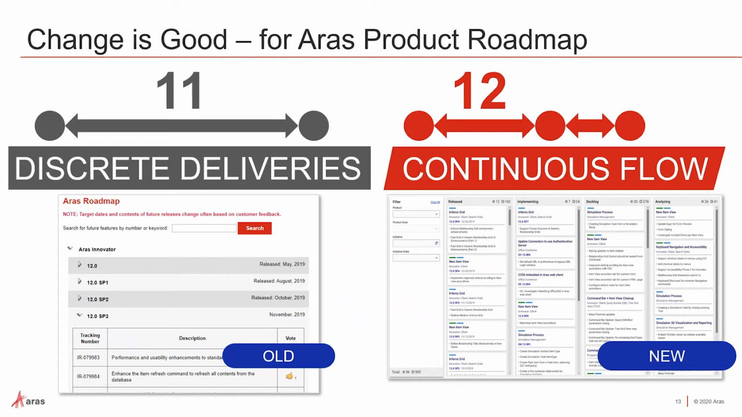So you can see here that there will be columns indicating features which are released and what version they're in, features that are being implemented and a target version that they're coming in, features in backlog, meaning that they are well understood by product management and so are ready to be developed at any point, and then features that are in analyzing, meaning that they are still being studied and being readied for potential development. So this will provide a much better way for customers to engage with Aras product management to discuss what's coming up on the roadmap.